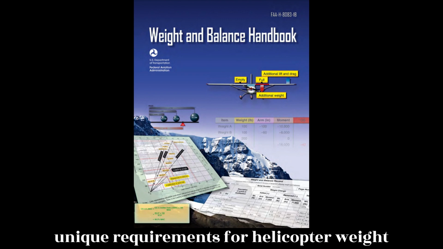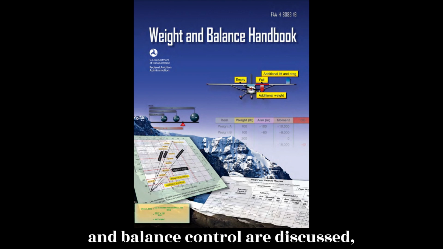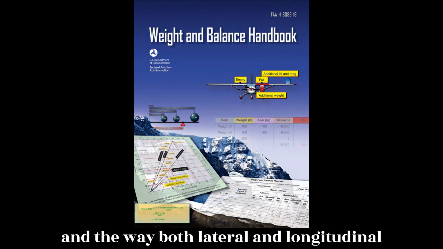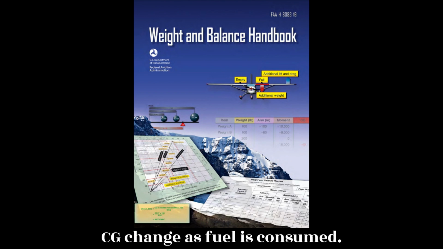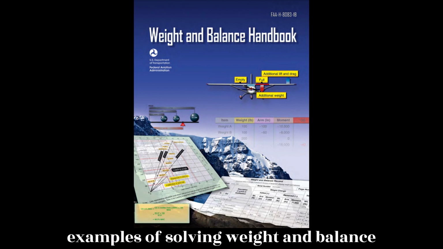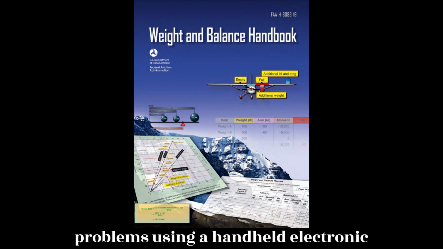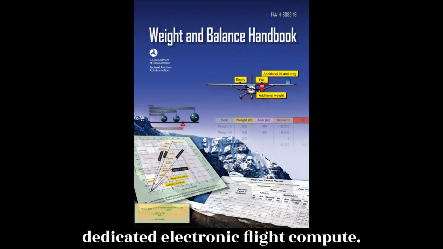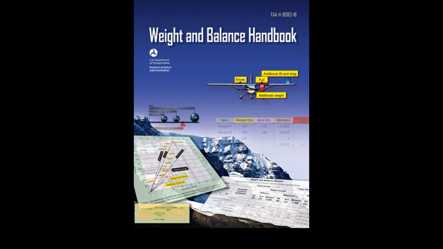The unique requirements for helicopter weight and balance control are discussed, including the determination of lateral CG and the way both lateral and longitudinal CG change as fuel is consumed. One chapter includes the methods and examples of solving weight and balance problems using a handheld electronic calculator, E6B flight computer, and a dedicated electronic flight computer. End of introduction.